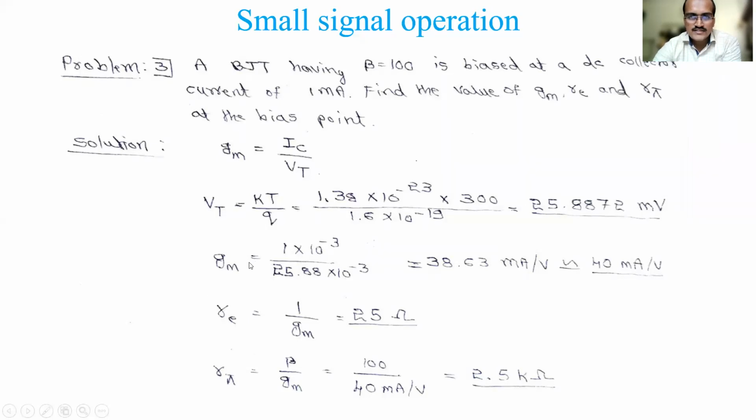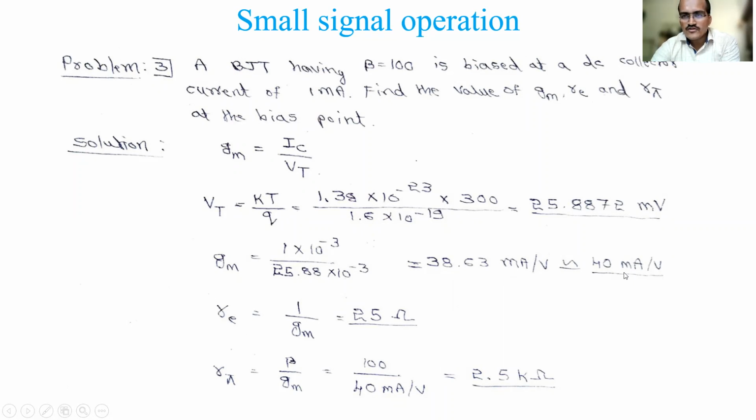Then we substitute for GM for a collector current of 1 milliamp. The GM value is always a constant, a fixed value. Just to show you the calculation, I have substituted 1 into 10 to the power minus 3 here, and 25.88 into 10 to the power minus 3 here. If I substitute, I will get 38.63 milliamps per volt. It is a conductance, right? That's why it comes in amps per volt, and it is in milli, 10 to the power minus 3.